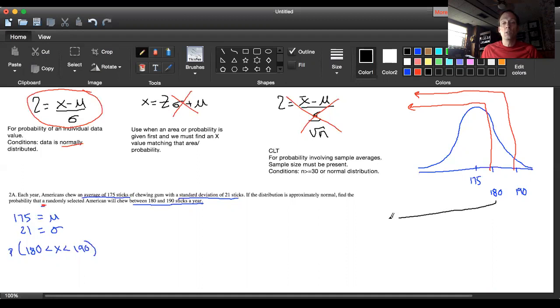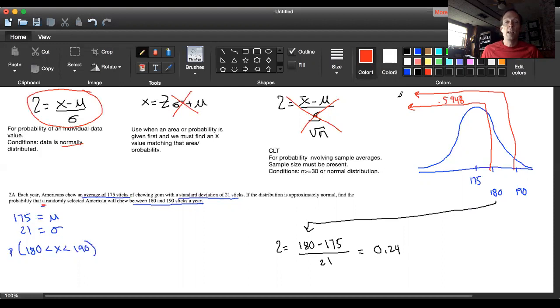So first thing I'm going to do is take my 180 and bring that over here. I'm going to run my z formula on that. That's going to be 180 minus 175 divided by my sigma, which is 21. And if I do out the mathematics on that, I get 0.24, with rounding to the nearest 100th digit. When I look at my z-table, the area for 0.24 is going to be 0.5948. So I'm going to write that right up here, 0.5948.